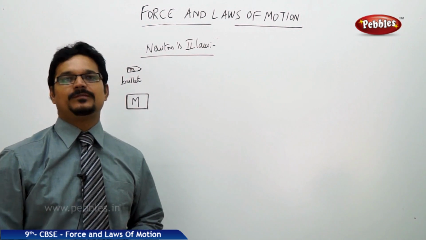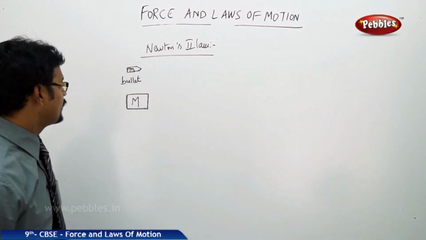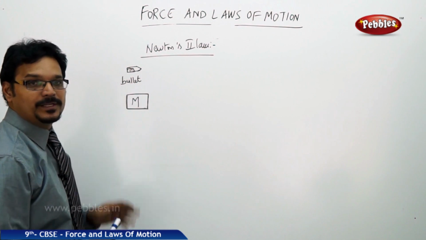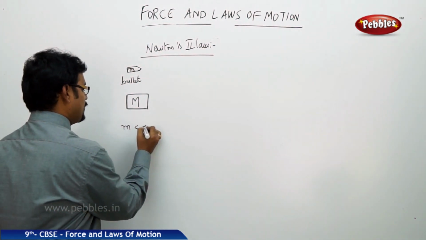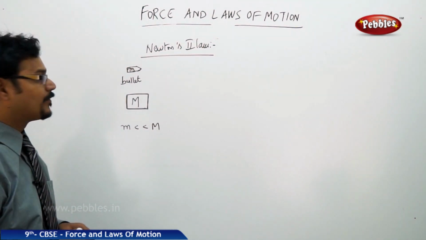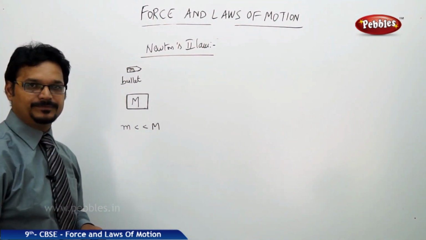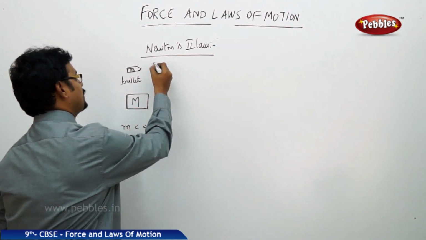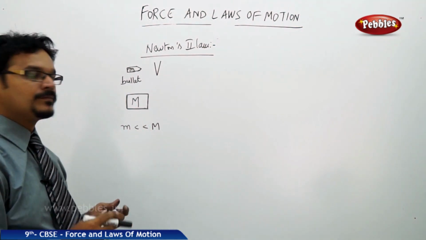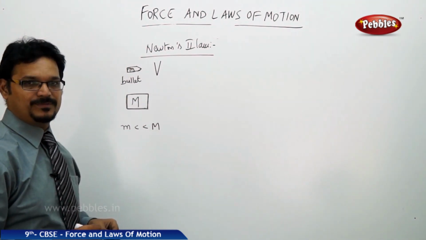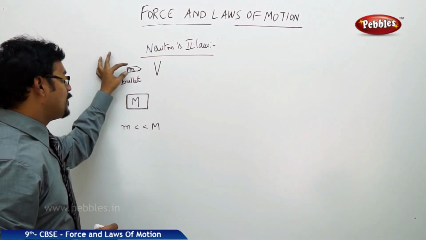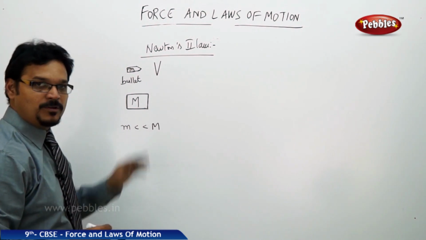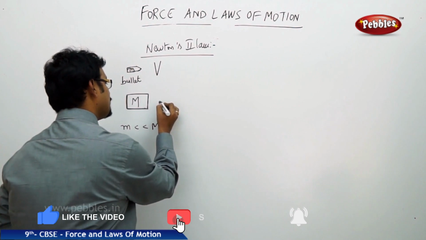Let us discuss Newton's second law. See on the board, two objects, a bullet and a block. The bullet has mass small m, the block has mass capital M, and small m is very much lesser than capital M. Now, when you fire the bullet, it moves with very high speed. Firing the bullet means applying a force. Because of the applied force, the small bullet moves with very high speed. Coming to the block, a big mass, you apply the same force, but it travels with a small velocity.